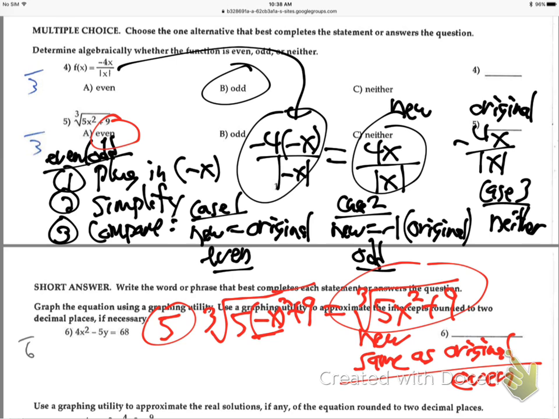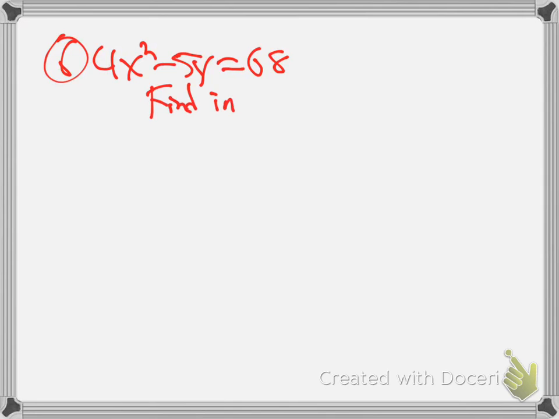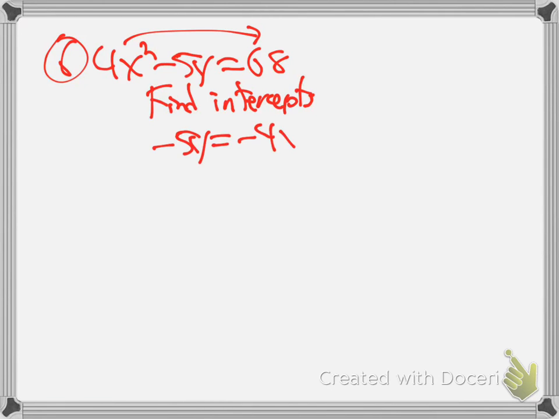Remember that? All right, so number 6, let's go to 4x squared minus 5y equals 68. It says you can use the graphing calculator, find the intercepts. So if you want to use the graphing calculator on this, you've got to get y alone. So let me jump the 4x squared over there. It becomes a negative 4x squared, right? When things jump to the other side, they switch the sign in front of them. Divide by the -5.